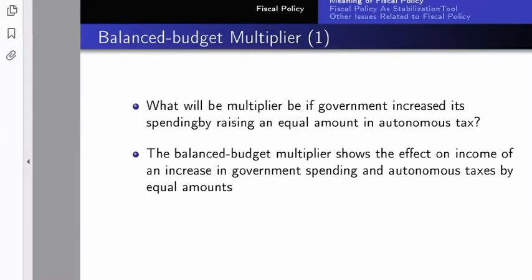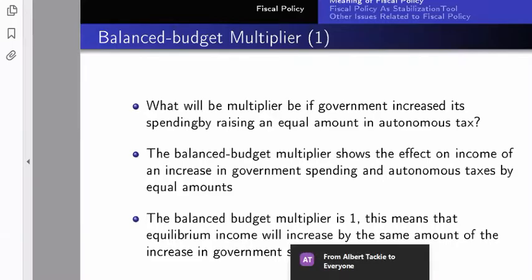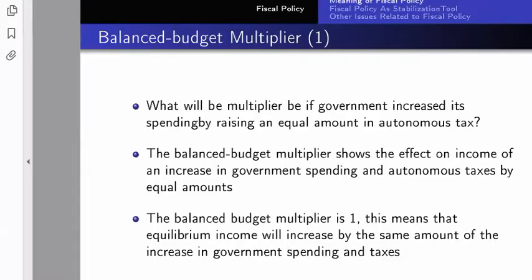All right. So there's this thing called a balanced budget multiplier. Don't forget, what we are doing is fiscal policy. What will be the effect of an increase in government spending on equilibrium national income? Fiscal policy is about the G and the T. Always the G and the T. So what would the multiplier be if government increases spending and at the same time increases autonomous tax by an equal amount? That is just called the balanced budget multiplier.